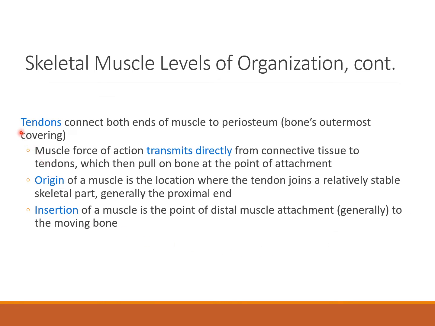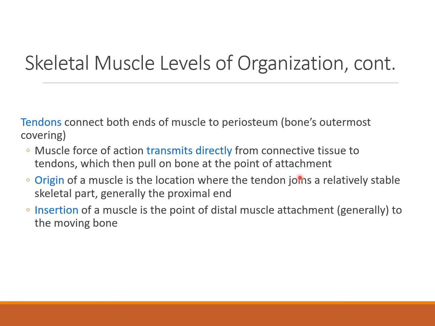Next, we'll talk about tendons. So this just goes back into that levels of organization again. Tendons connect both ends of the muscle to the periosteum. So essentially, they're just saying that the tendon attaches to the outside of the bone. The muscle's force of action transmits directly from the connective tissue to the tendons, which then pulls on the bone at the point of attachment.